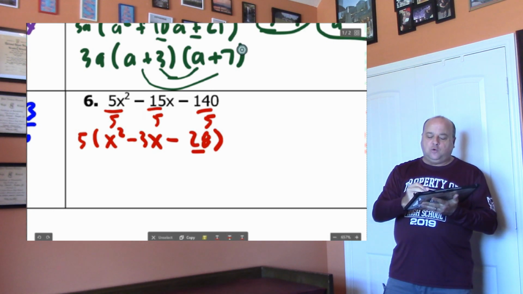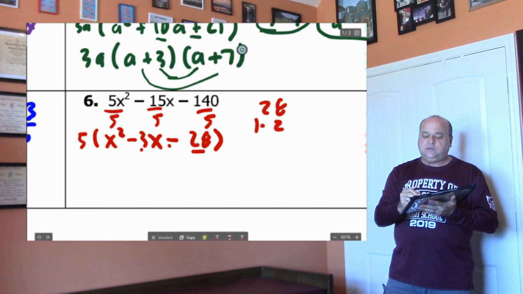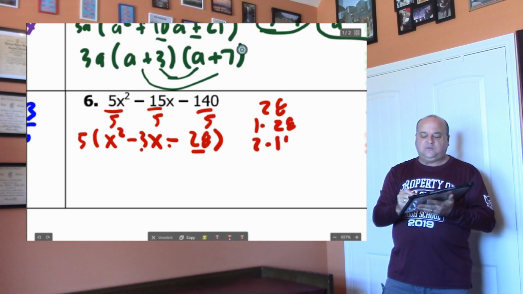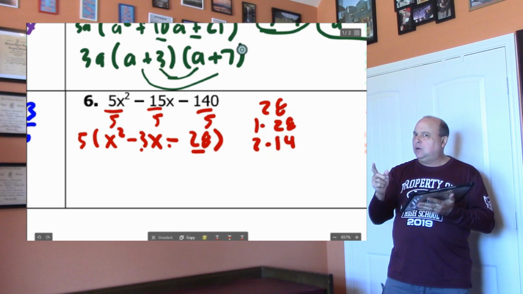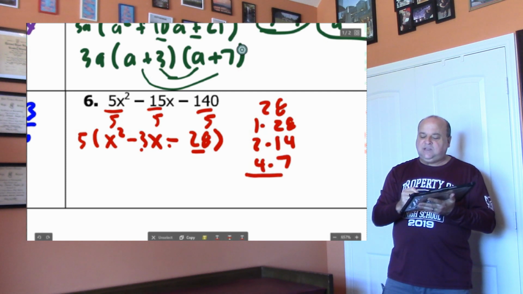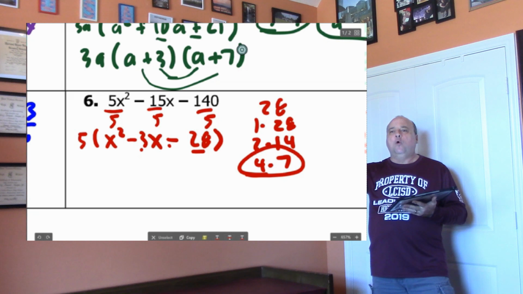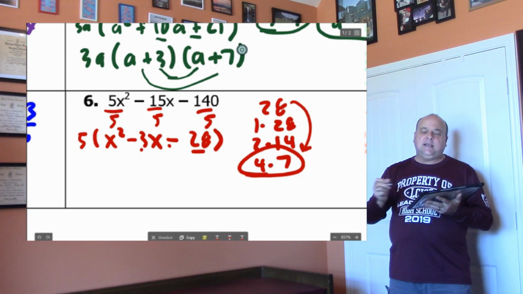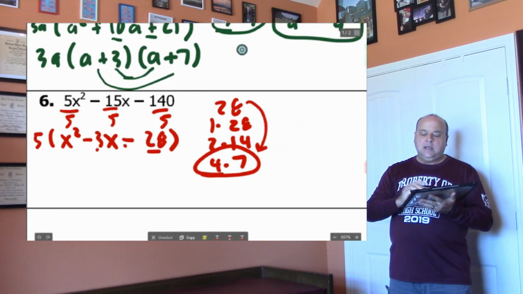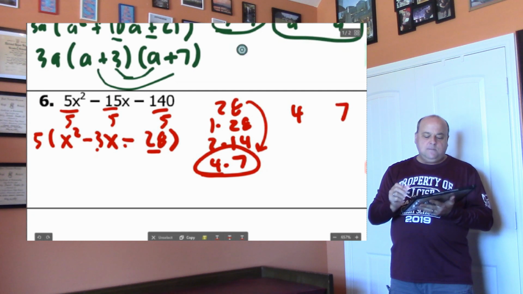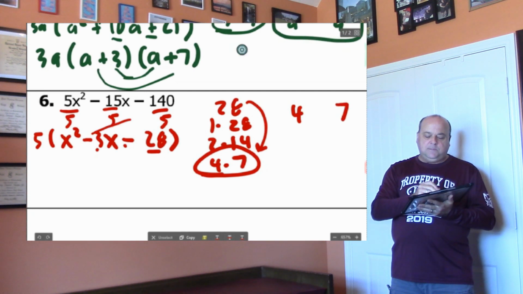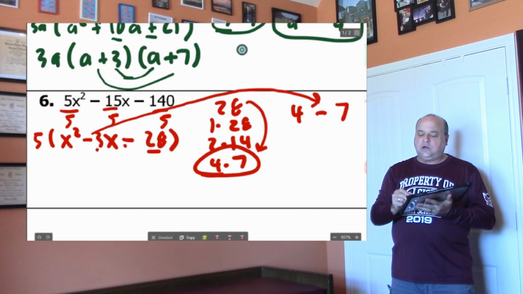The factors of 28 that subtract and get 3. 1 times 28 doesn't work. 2 times 14, 3 won't go into 28. 4 times 7 is it, isn't it? The more you do this, the quicker you're going to get to that factor. Okay? Now then, let's write down 4 and 7. And remember, this middle sign goes to the biggest term.